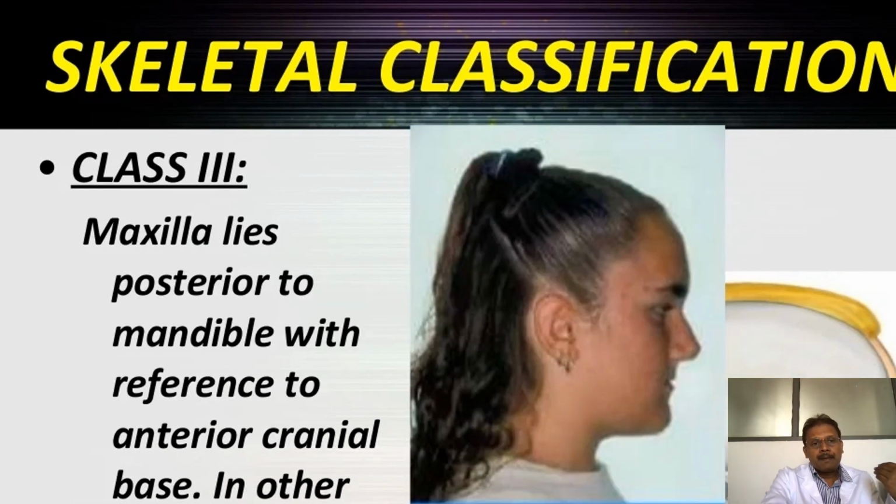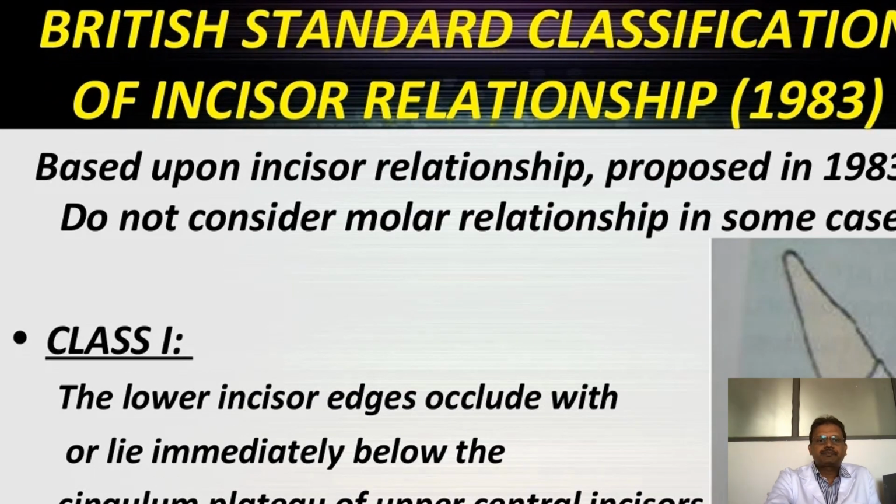Then moving to class 3: the maxilla lies posterior to the mandible with reference to the anterior cranial base. We may have a hypoplastic or retrognathic maxilla, or a short maxilla, or a prognathic mandible, or a large or forwardly placed mandible, or a combination of a hypoplastic maxilla and a prognathic mandible. This is skeletal class 3 malocclusion.